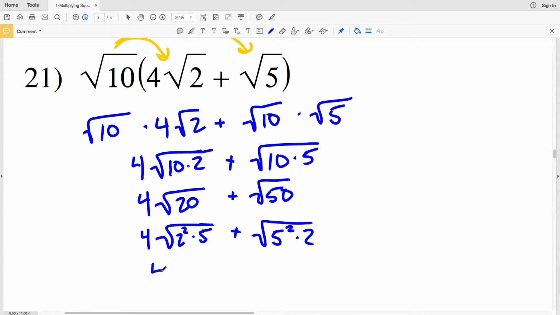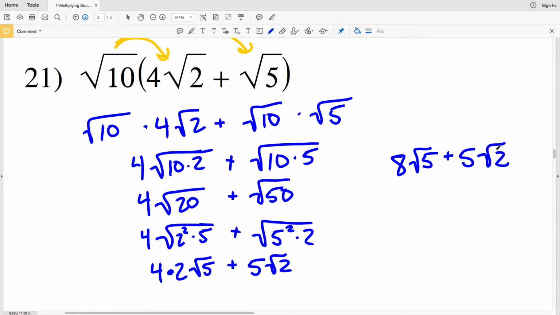So I'll have 4 times 2 times the square root of 5 plus 5 times the square root of 2. 4 times 2 is 8, so my final answer will be 8 times the square root of 5 plus 5 times the square root of 2.